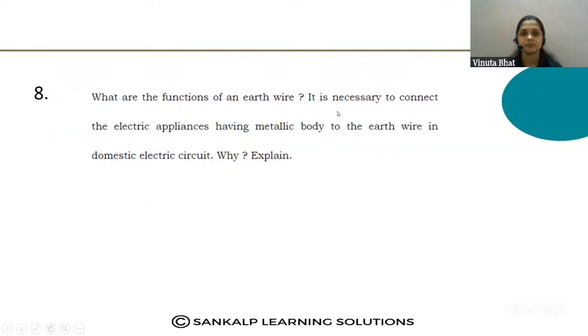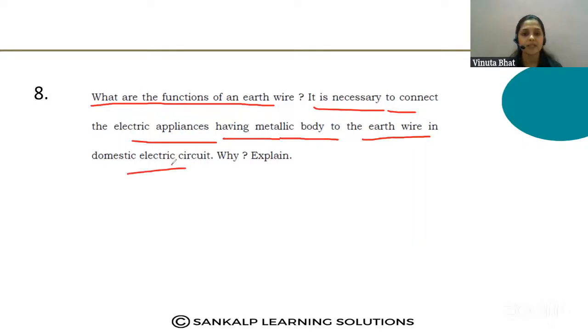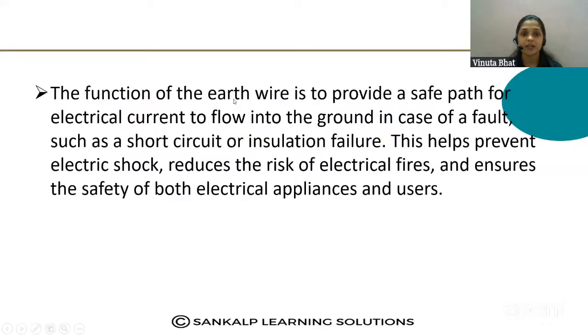Next question. What are the functions of the earth wire? It is necessary to connect electric appliances having a metallic body to the earth wire in a domestic electric circuit. Why? Explain. What are the functions of the earth wire? The function of the earth wire is to provide a safe path for the electric current to flow into the ground in case of a fault.